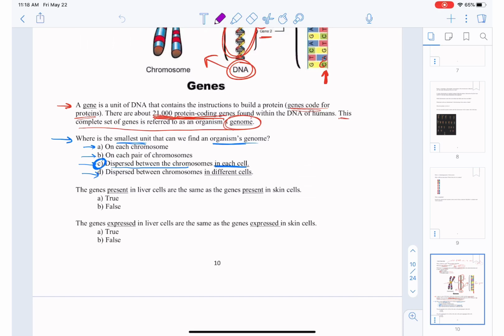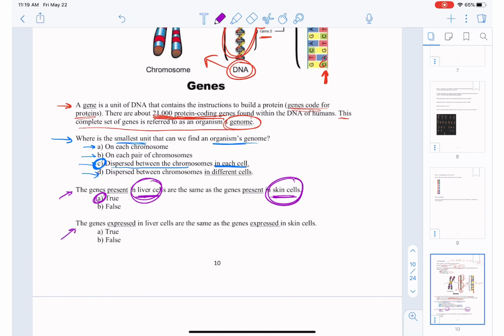Next question. The genes present in liver cells, what we call hepatic cells, are the same as the genes present in skin cells. Is that true or false? That's true. We find the same 21,000 protein encoding genes within each liver cell, and we find those same 21,000 protein encoding genes within each skin cell.